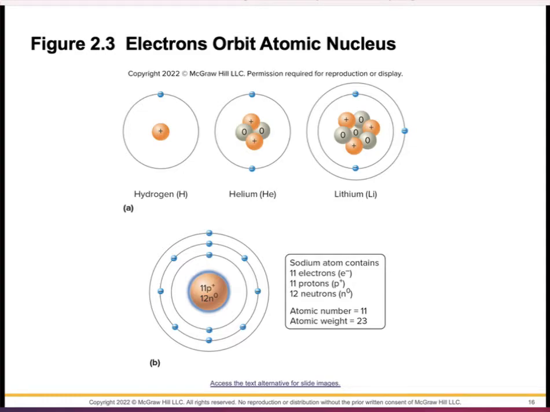The structure of this next atom shows a central nucleus with 12 neutrons and 11 protons. There are 3 orbitals here, with 2 electrons in the inner orbital, 8 electrons in the middle orbital, and 1 electron in the outer orbital. The atomic number is 11, and the atomic weight is 23.